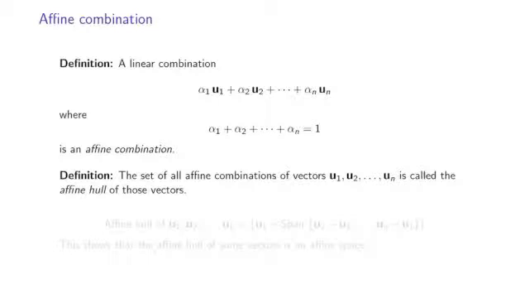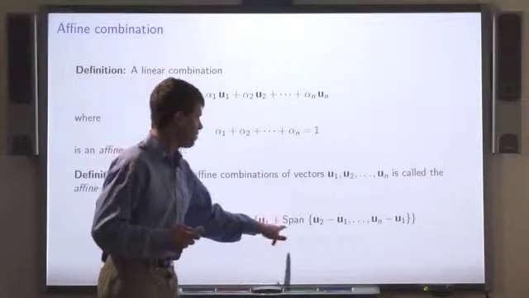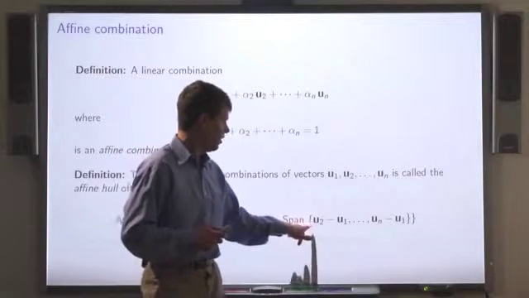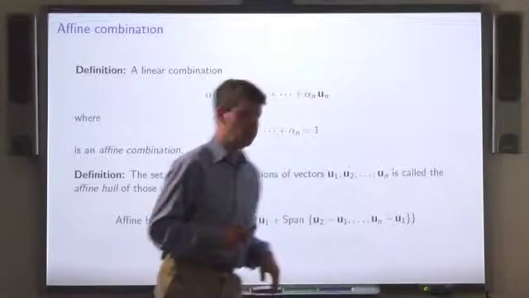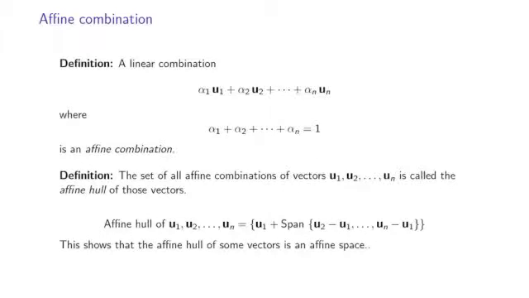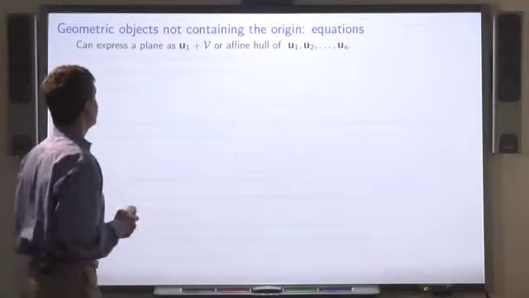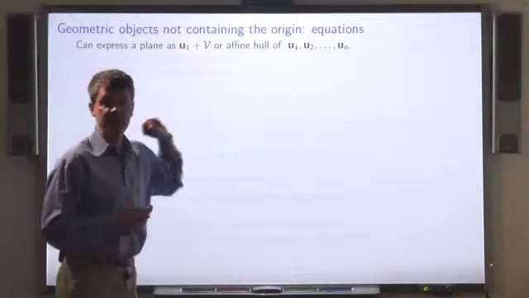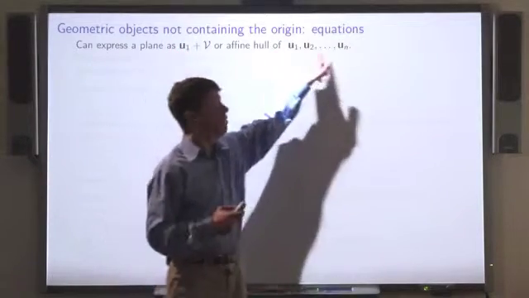So using the same argument as before, we can see that the affine hull of u1, u2, and so on up to un can be written as u1 plus the span of all these vectors, u2 minus u1, u3 minus u1, and so on up to un minus u1. So this shows that the affine hull of vectors is an affine space. So we see that we can represent a plane as u1 plus a vector space, an affine space, or the affine hull of some points.